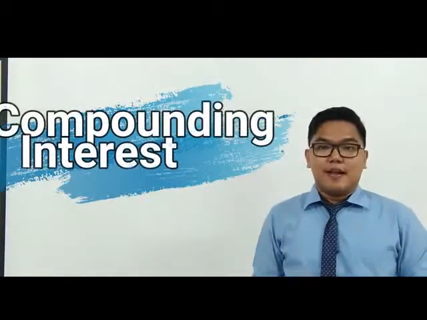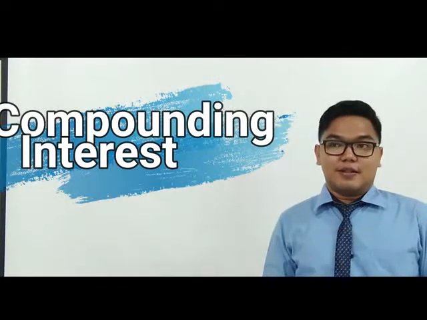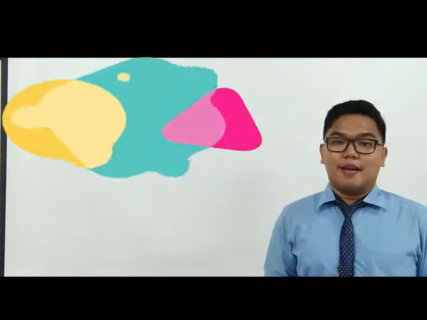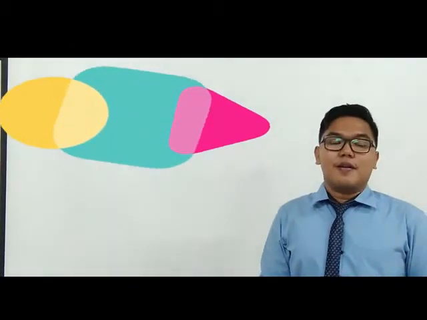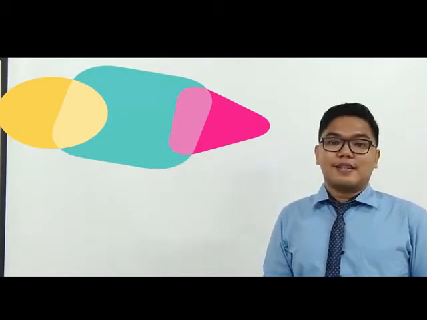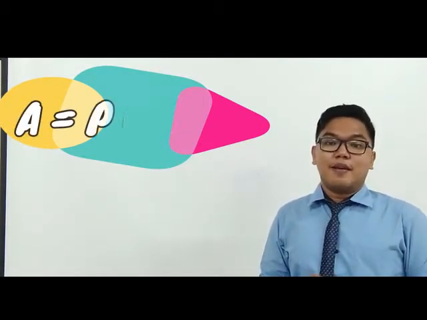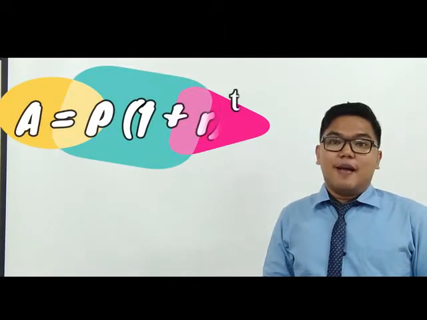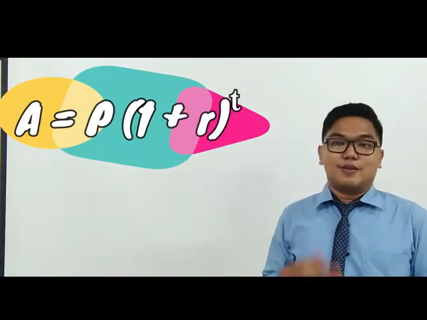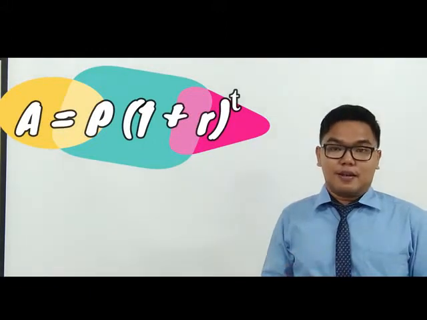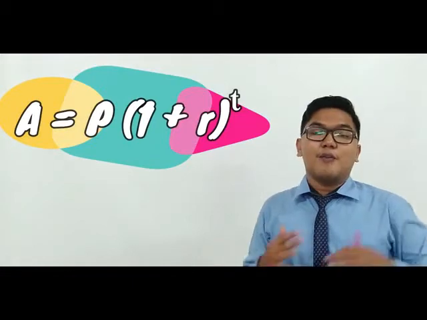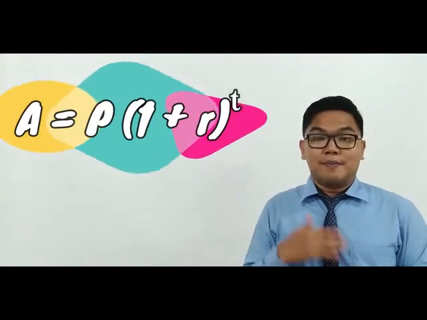Compound interest. We have learned about this last year in 10th grade. So the formula is A equal to P times (1 plus R) to the power of T, in which A is the compound amount, P is the investment money, R is the percentage of compound interest, usually per year or annually, and T stands for time, how many times the money will compound.